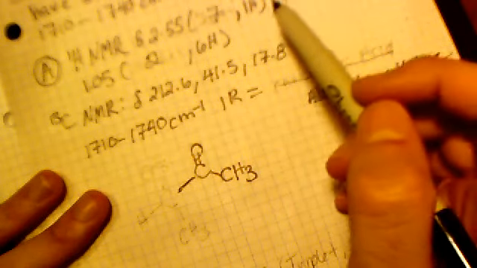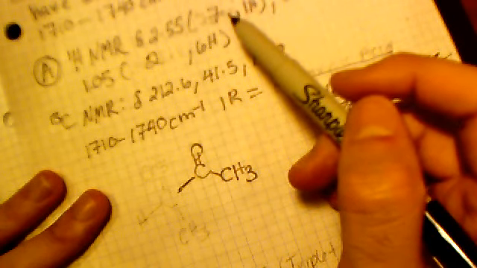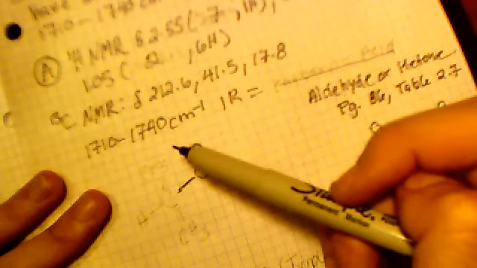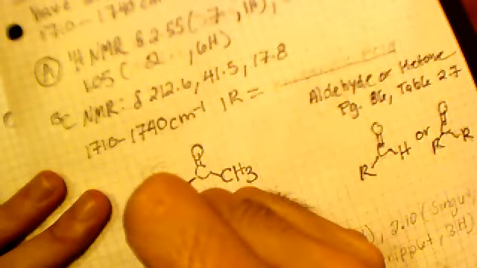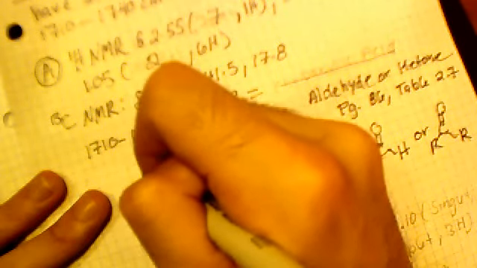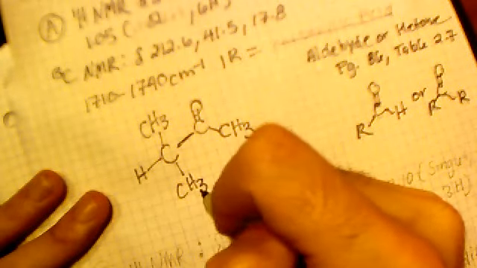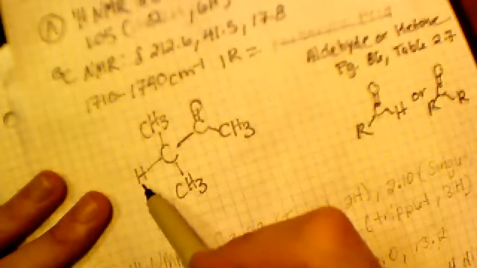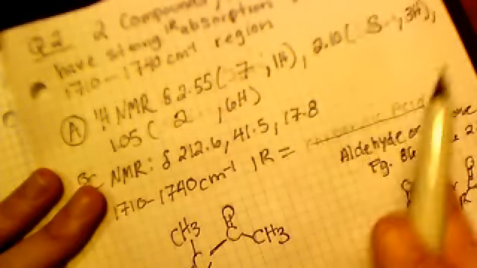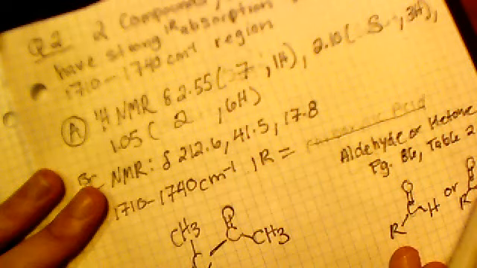Then there is 1 hydrogen that's next to a septet, which means that it's near 6 other heterotopic hydrogens. So I put this H here to be that 1 hydrogen, and then I attach this to 2 methyl groups so that I have 6 heterotopic hydrogens next to this hydrogen. This is 1 hydrogen that's going to be broken up into 7 because it's next to 6 heterotopic hydrogens.